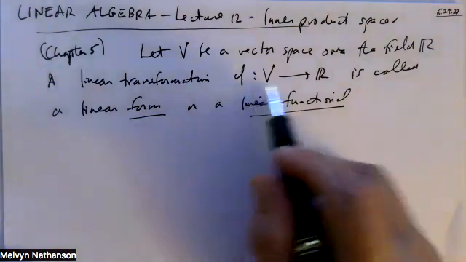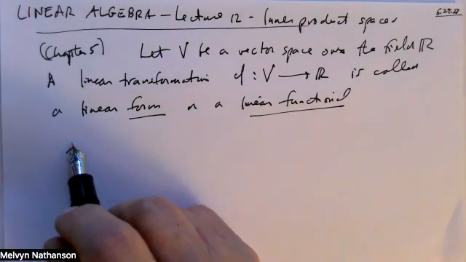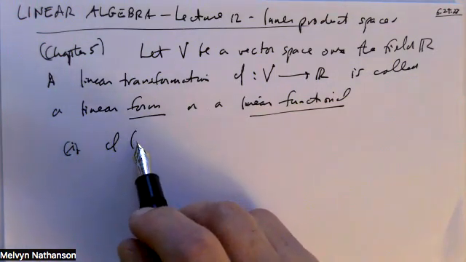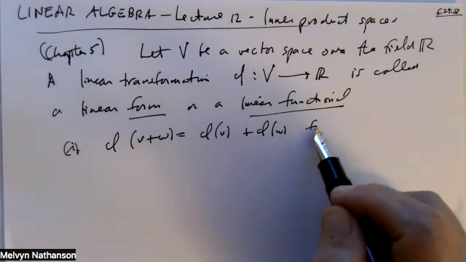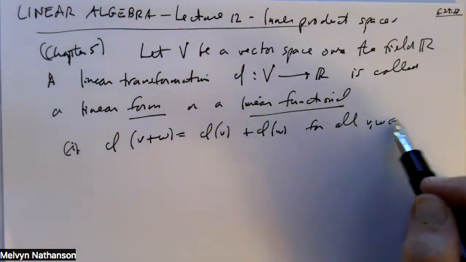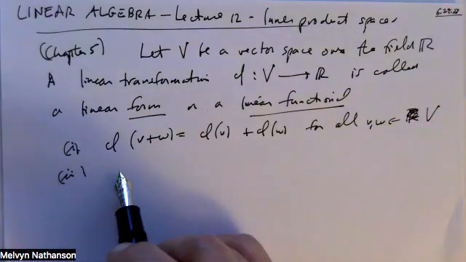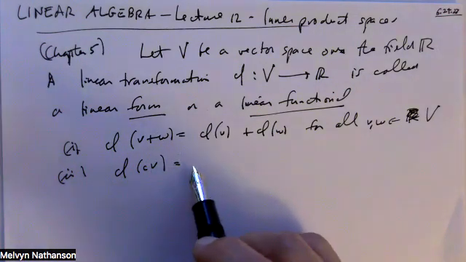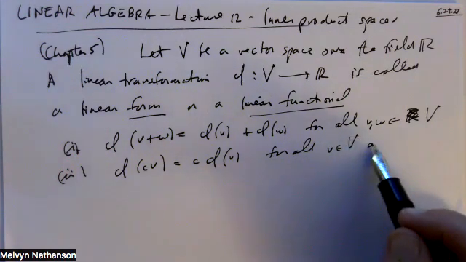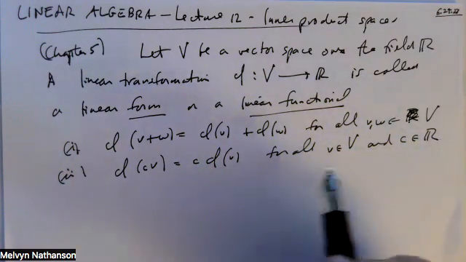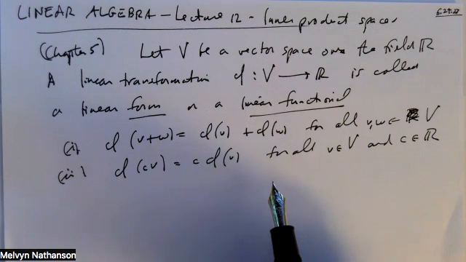So every vector, phi assigns a real number. And because this is a linear transformation, we know that the following two properties are satisfied. Phi of v plus w is phi of v plus phi of w for all vectors v and w in the vector space V, and phi of c times v is c times phi of v for all vectors v and all scalars c in the reals. So that's a linear form or a linear functional.